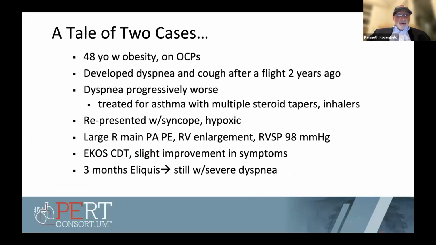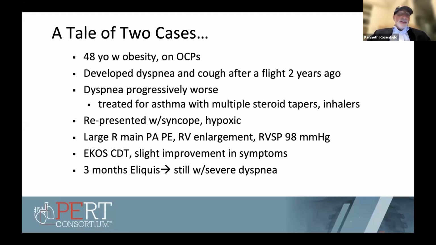So let's talk about a tale of two cases. This is a 48-year-old. It's always fun to start out with a case. This is a woman on OCPs who developed dyspnea and cough after a flight 2 years ago, worsened dyspnea. She was treated for asthma with multiple steroids. Obviously, the diagnosis was missed at that time, but she re-presented with syncope and hypoxia and was found to have a right main PE with RV enlargement, RVSP 98.